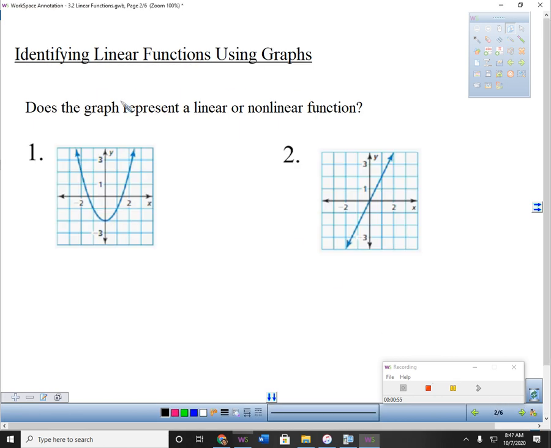So if I'm looking at something, I should be able to look and decide if it's a line or not, right? So if you look at number 1, I have a curve. Is this a line? No. So this would be non-linear. But you look at number 2, is number 2 a line? Yes. So we would say yes, that is linear.